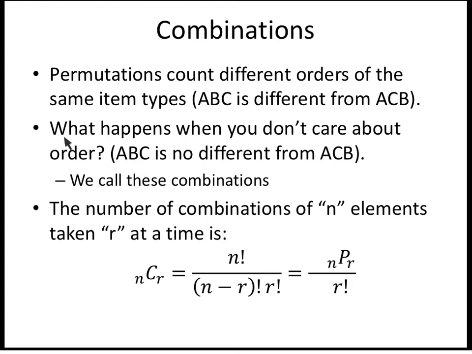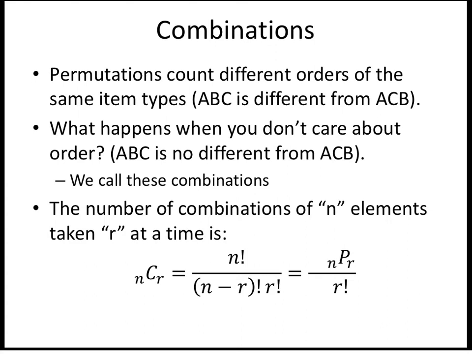Now, what happens when you don't care about order? When you want to say, hey, ABC is the same as ACB, I don't really care. As long as I've got an A and a B and a C, I don't care about the order. Well, we call these combinations. We want to be able to count these types of things, and we call those a combination. So when we're talking about a combination lock, it's really not a combination lock, it's a permutation lock. But that's just a little math joke.